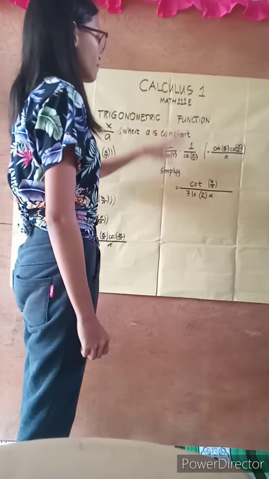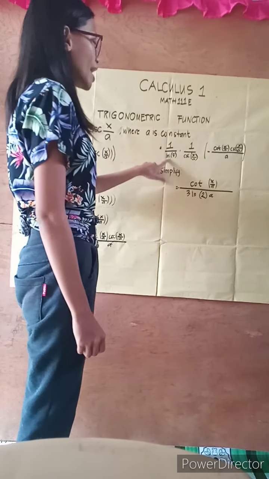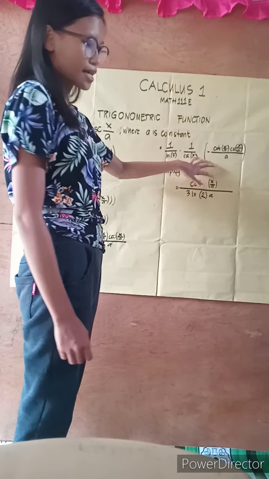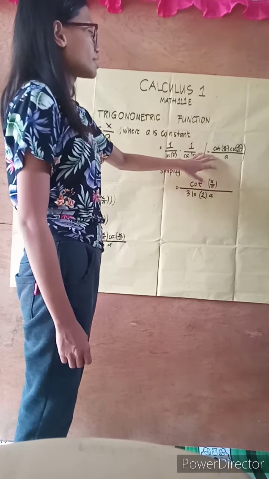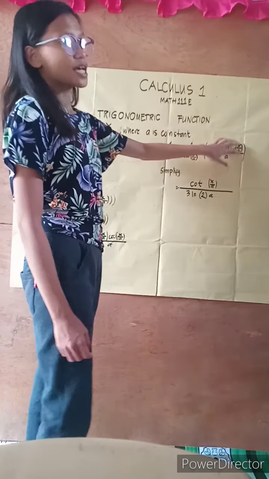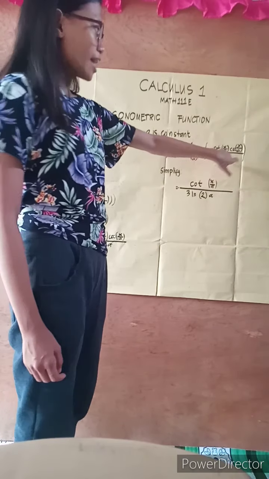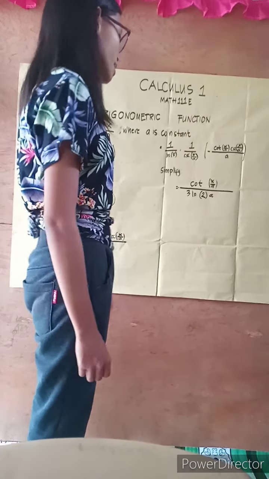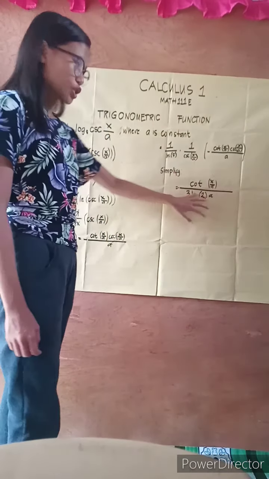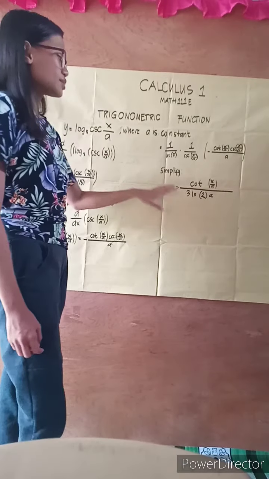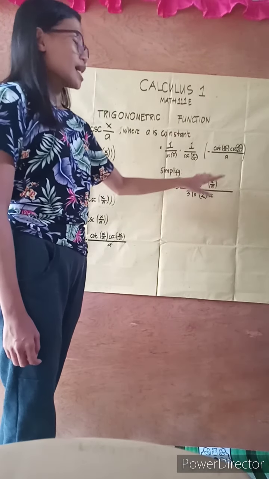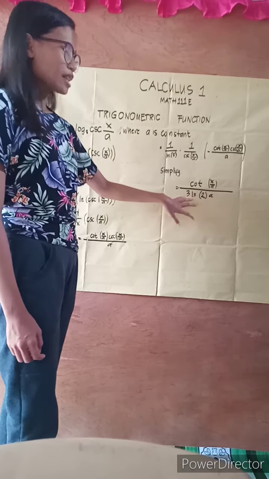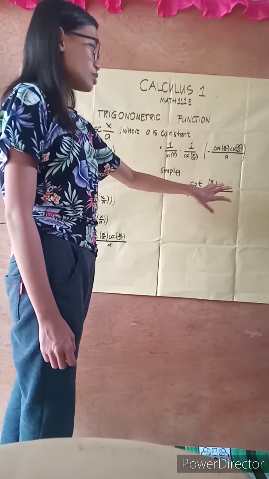Then here we have 1 over ln 8 times 1 over cosecant(x/a) times negative cotangent(x/a) times cosecant(x/a) over a. So to simplify this equation, we have the answer of negative cotangent(x/a) over 3 ln 2a.